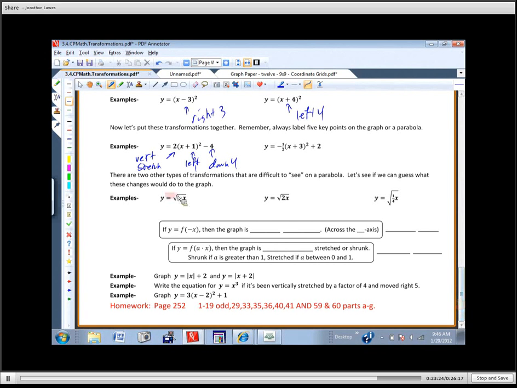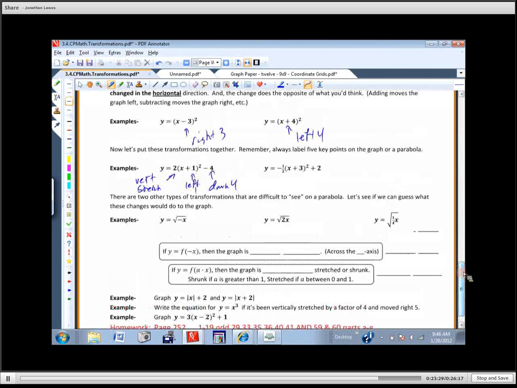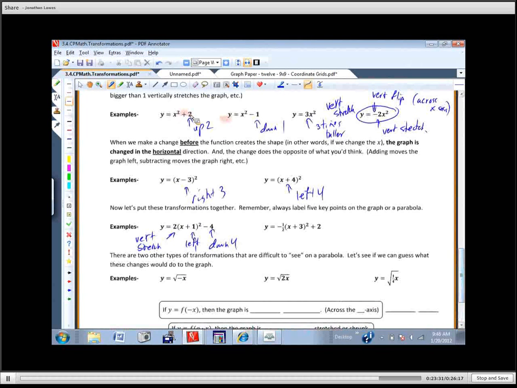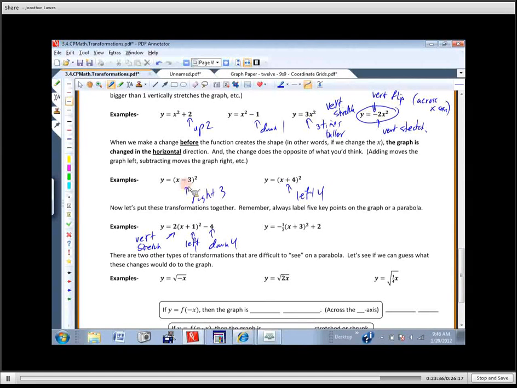So if we took this right here, now keep in mind what we were talking about up above. Okay, if you change the function after it makes the shape, that's a vertical change. If the first thing you do is you start monkeying with the x, you start changing the x in some way, multiplying it, dividing it, whatever it happens to be, that's going to change it in the x direction, in the horizontal change. So let's think about this right here. Plug in an x. What's the first thing that happens to it? It gets multiplied by a negative. Then we take the square root.